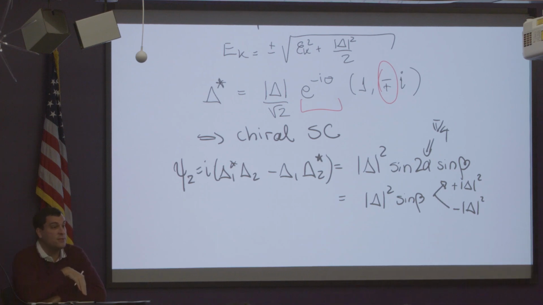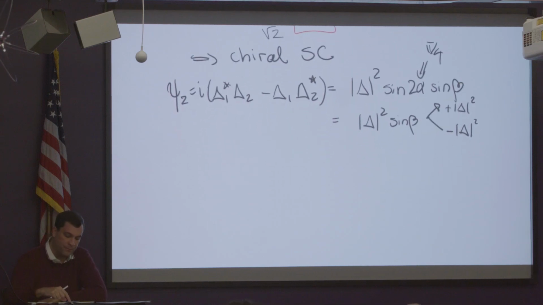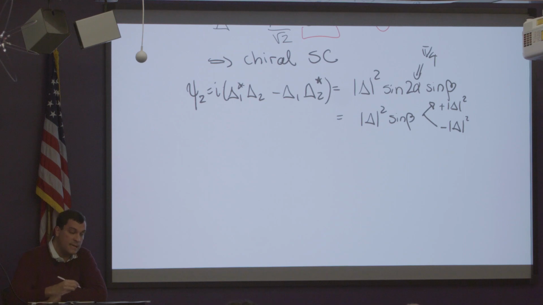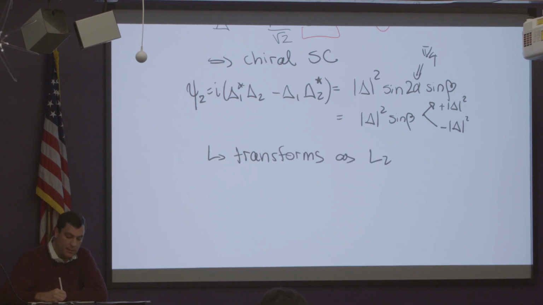It's going to be, the psi 2 is going to be extremely important, I promise. It's not me just playing a trick at all. But the point is that this psi 2 looks like an order parameter, but it's quadratic in the gap. But this is an angular momentum, okay? So this transforms as Lz, and that's why we call this a chiral superconductor.